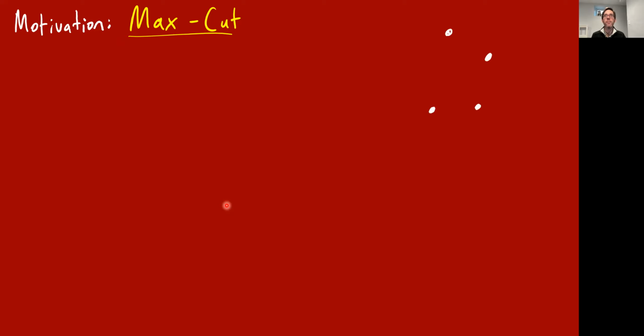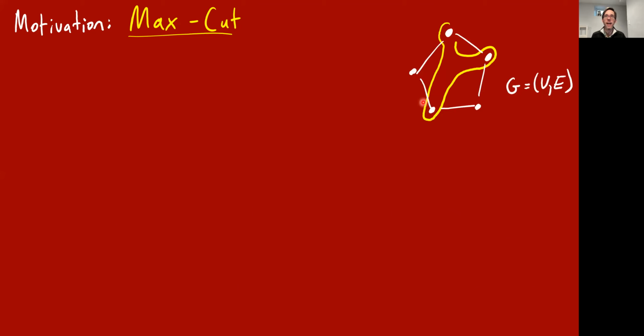In the max cut problem, you're given a graph G, an undirected graph. And unlike min cut, you're trying to do the opposite. You're trying to find a subset of vertices S, like these ones circled in yellow, so that S as a cut cuts as many edges as possible. Remember that an edge is said to be cut if it has one endpoint in the set S and one endpoint outside the set S. In this particular example, almost all the edges are cut.